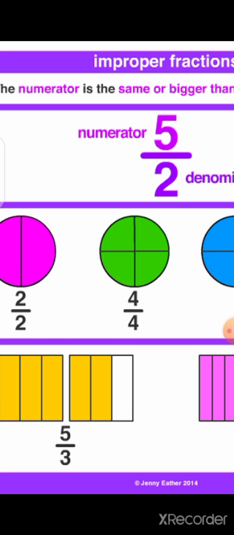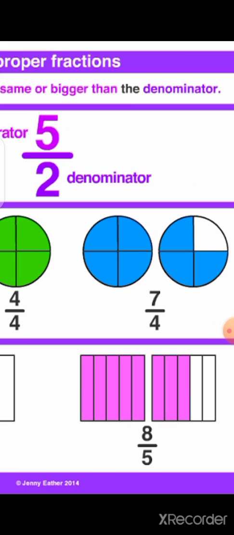Now come to the part 7 over 4. In 7 over 4 there are two circles. Both the circles are divided into 4 equal parts. But the shaded parts are 1, 2, 3, 4, 5, 6, 7. 7 over 4. I have written 4 here because both the circles are divided into equal parts. That's why we will not write 7 over 8. We will write 7 over 4.